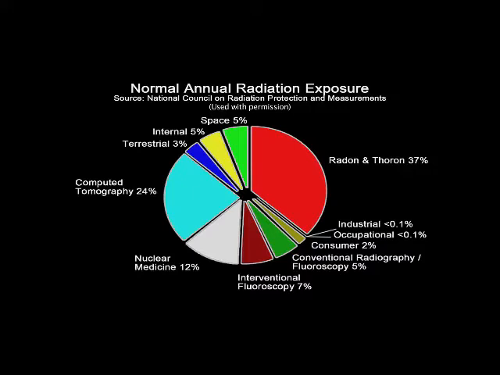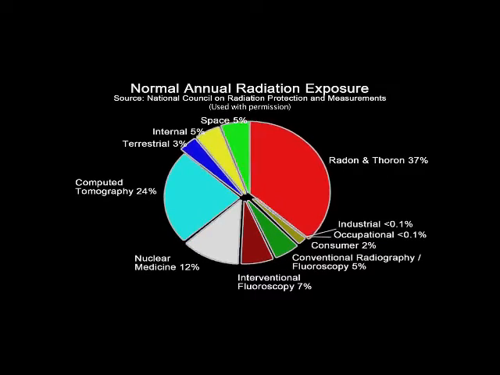ISU is very conservative in its approach to minimizing radiation exposure to workers. The annual dose for Americans is around 600 milligrams per year. This exposure comes from medical, industrial, and natural sources that we all encounter in everyday life.